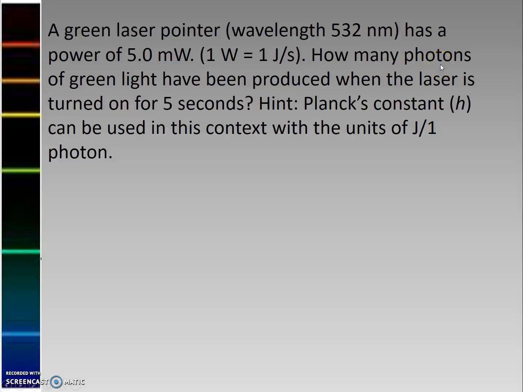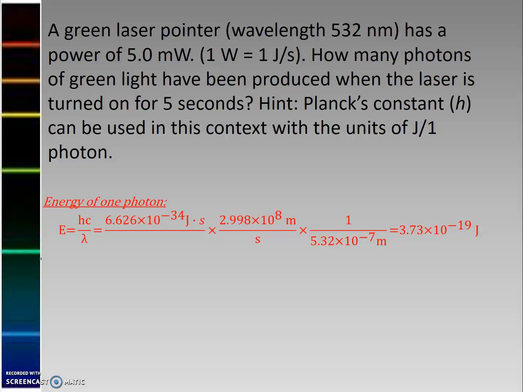And what I want you to be aware of is when you use the energy equation, E equals hc over lambda, or E equals h nu, what you've just calculated is the energy of a single photon. So when I take h times the speed of light and divide it by the wavelength, I get the energy in joules of a single photon. Remember, seconds cancel seconds, meters cancel meters. But there's going to be more than one photon, right? We should definitely get an answer out of this that is larger than 1. We should get a lot of photons.